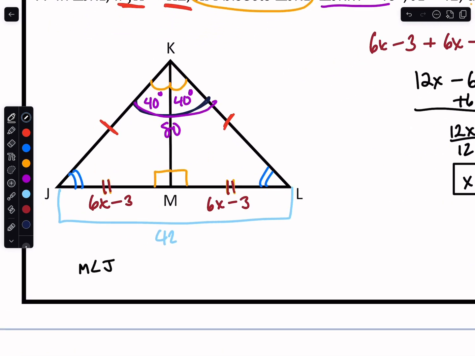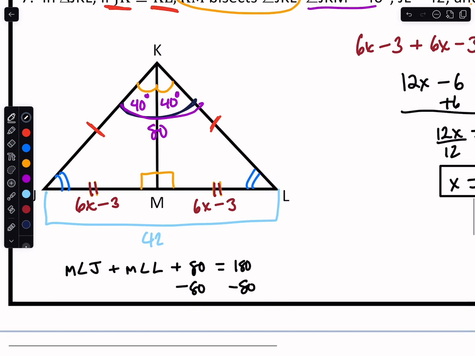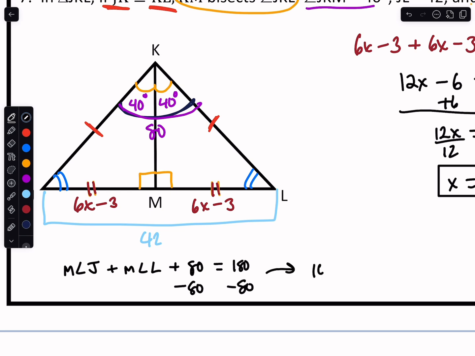Well, JKL, remember, all the angles add to 180. So this is just me showing that J plus L plus K equals 180. Subtract 80 from both sides, you'll get that that's equal to 100, but then cut it in half and give each half to J and L. And you'll get that they're both equal to 50 degrees.